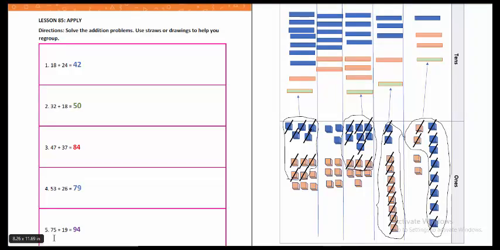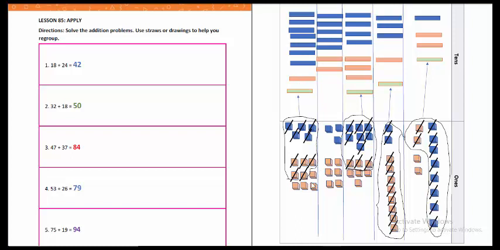The last one, number 5, 75 plus 19. How many tens in 75? 7 tens. 1, 2, 3, 4, 5, 6, 7 tens. And how many ones? 5 ones. 1, 2, 3, 4, 5 squares. Plus 19. How many tens in 19? 1 ten, and 9 ones. So we have to draw 1 stick in the tens place and 9 squares in the ones place.